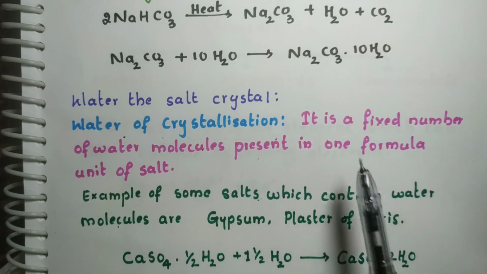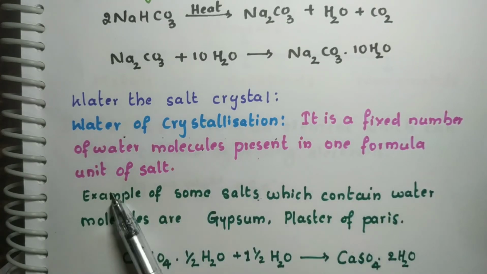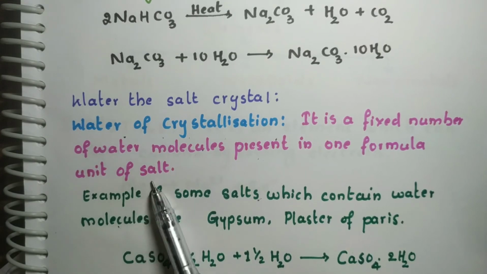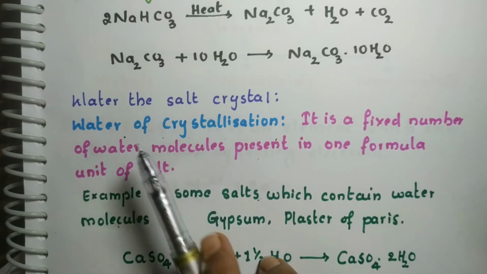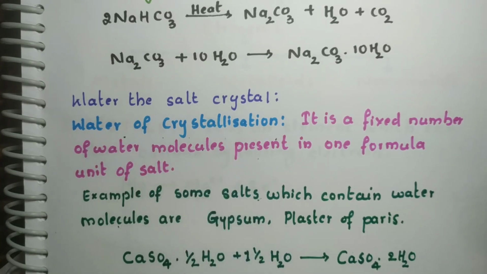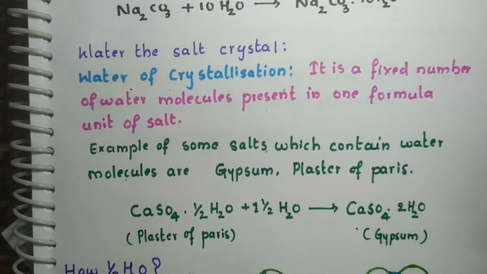Let us see the definition. It is the fixed number of water molecules present in one formula unit of salt. In one formula unit of salt, there is some number of water molecules present. It is called water of crystallization. Some of the salts which contain water are gypsum, plaster of Paris, copper sulfate, etc.